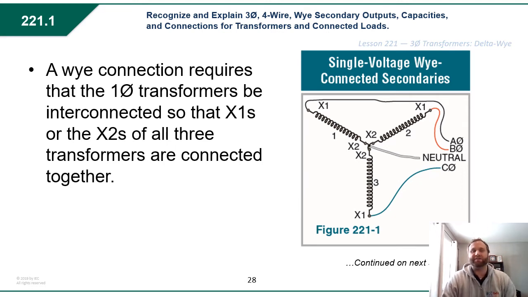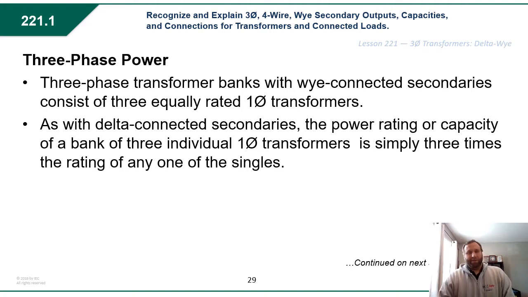A Y connection requires that the single-phase transformers be interconnected, so X1s and X2s of all three transformers are connected together. That's X1s or X2s. In the drawing here, it shows that all the X2s are interconnected together, and that's where the neutral is tapped on and grounded. They're giving us our grounded conductor, our neutral conductor. The NEC does not specify whether it's X1s or X2s, so that's really up to the installer or the manufacturer. Three-phase power transformer banks with Y-connected secondaries consist of three equally rated single-phase transformers.